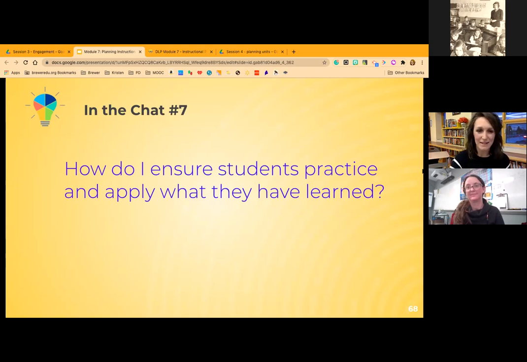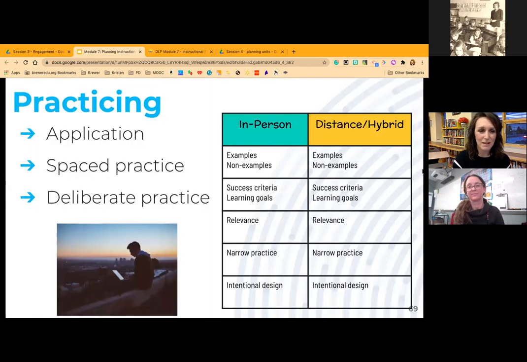And feedback. How do we ensure students practice and apply what they have learned? Fisher and Frey say that it is so important that we build out intentionally, during our instruction and during our design of instruction or units, that we give students simply time to apply what it is that they've learned. We give them space to practice and deliberate practice. And we'll look at some examples of that here in just a minute.